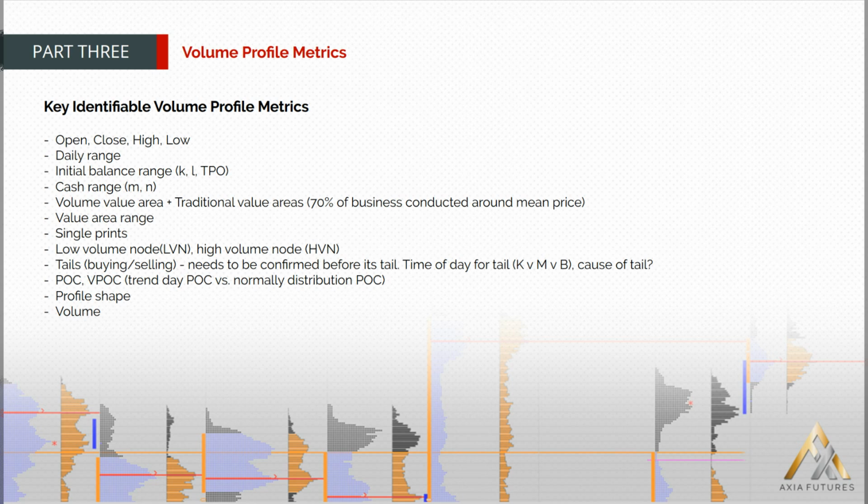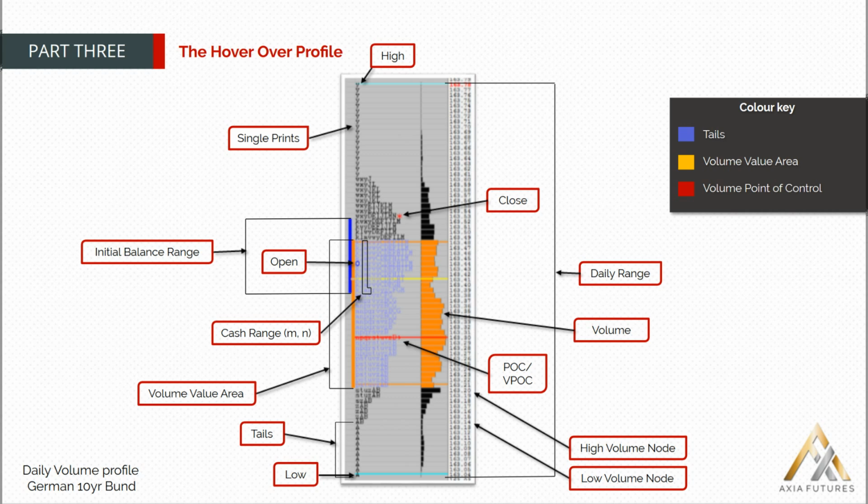The volume is merely how many contracts are transacted at each price over the course of the day. Let's now move on and have a look at a basic volume profile. Now that we've dealt with each one of the individual metrics, let's see what they look like in a volume profile and where you can find them.